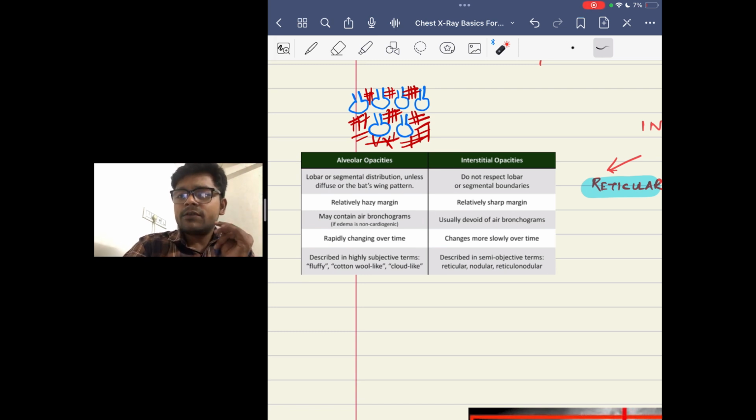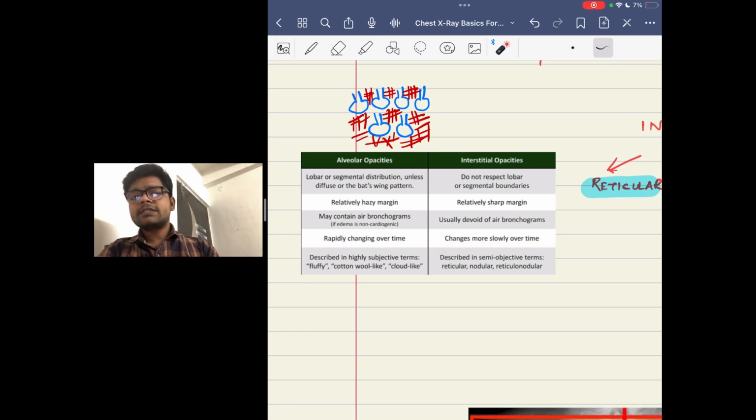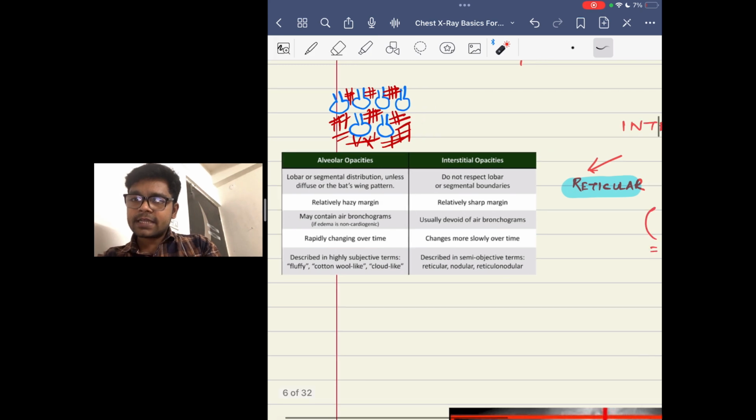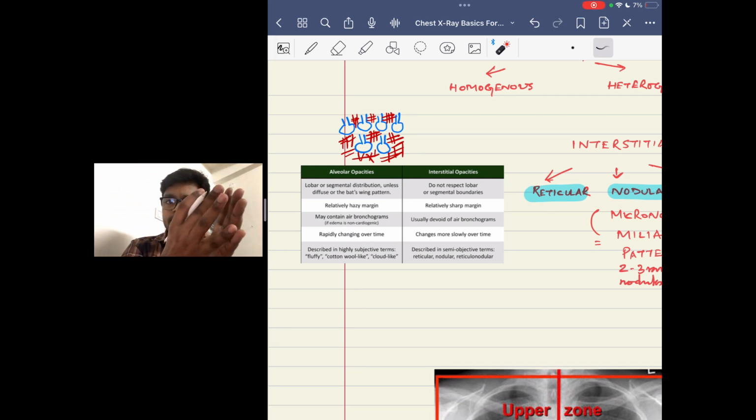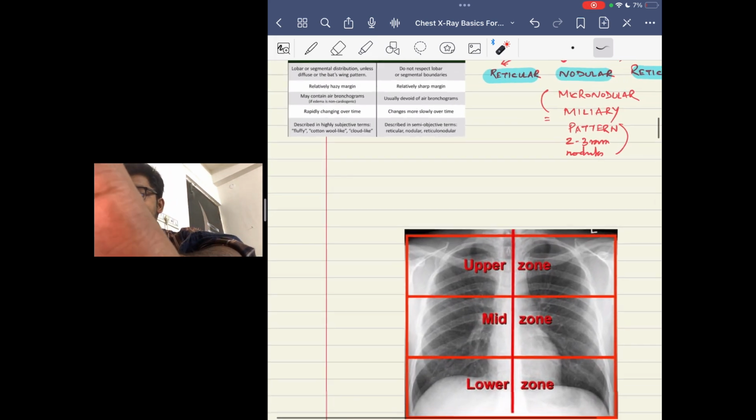And the alveolar opacities, if it is infective or maybe pulmonary edema, they change very rapidly over time with treatment, whereas interstitial opacities take a lot of time to change, and we will see it eventually in the subsequent x-rays. So in interstitial, we have three kinds of opacity, and we need to separate the interstitial opacity from alveolar opacity.